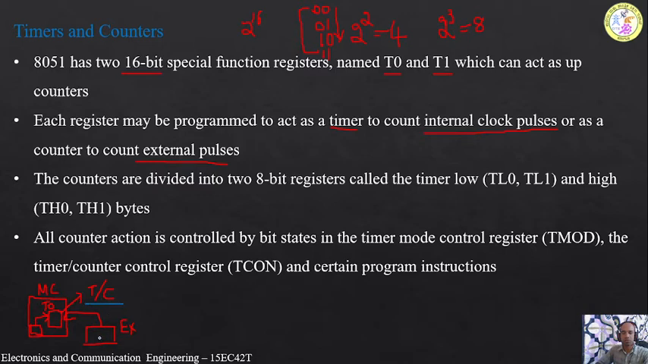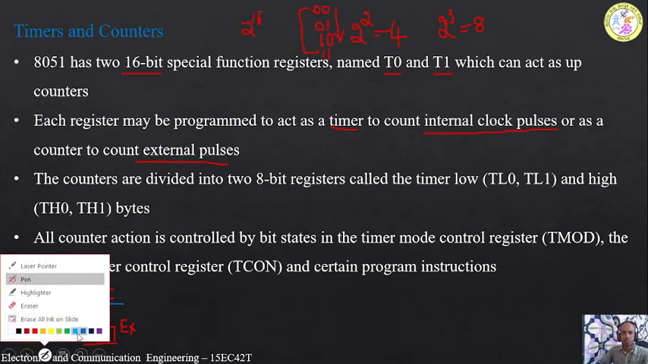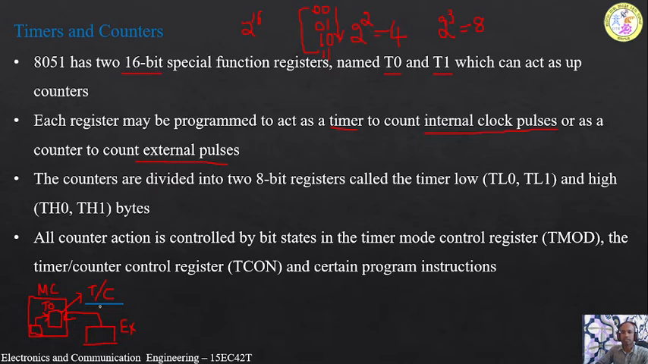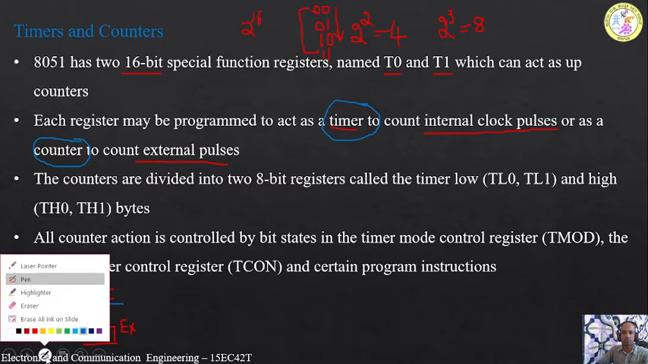Either it can count the internal clocks, or it can count the external clocks. Based on that, we decide whether it acts as a timer or as a counter. If it counts the internal clock pulses, then it is called a timer. If it counts the external clock pulses, then it is called a counter. This is how we differentiate timer or counter.